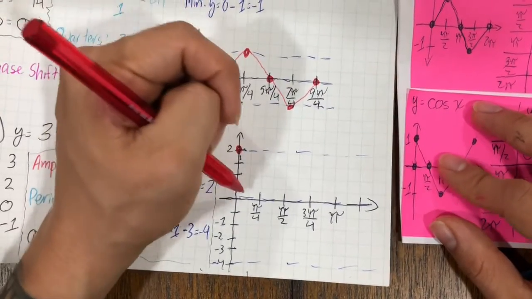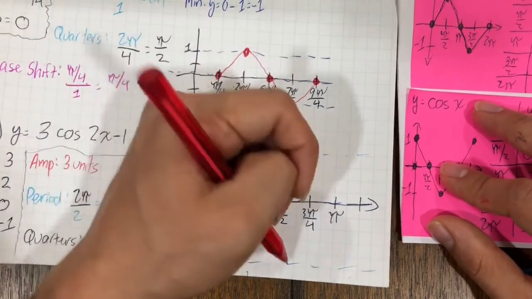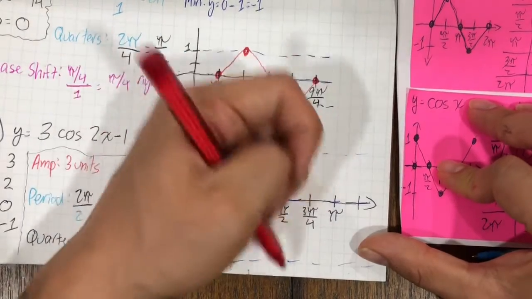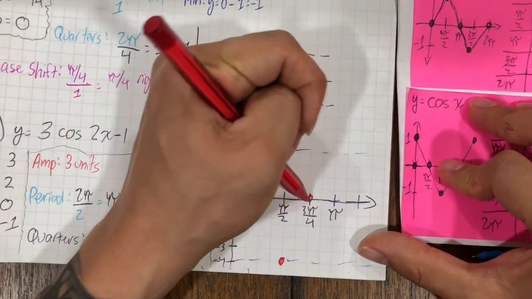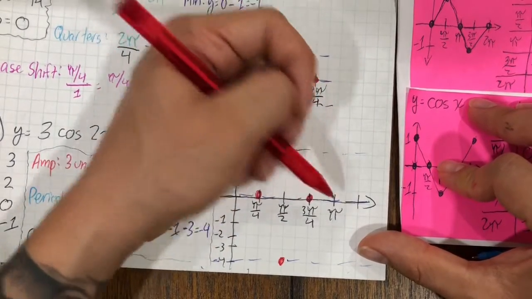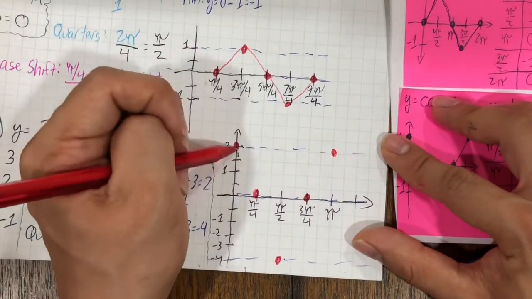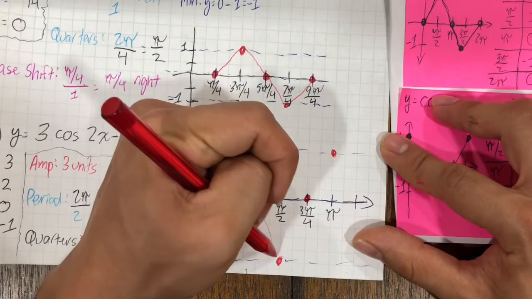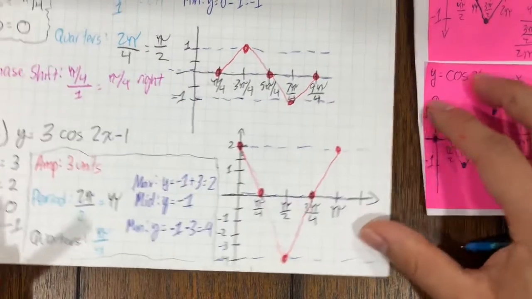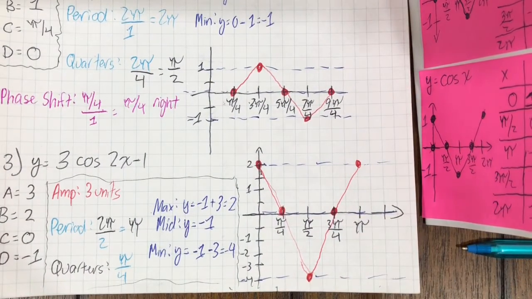Then I go from max to mid, so pi over 4, 0. Then mid to min, pi over 2, -4. Then min to mid, 3 pi over 4, 0. And then mid to max, pi, 2. And then connect my points. And there we have it. Cool. We got my graph for 3 times cosine of 2x.